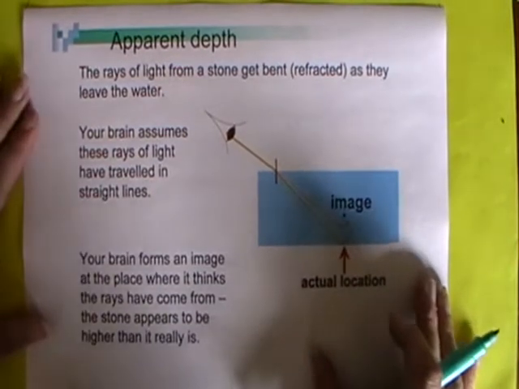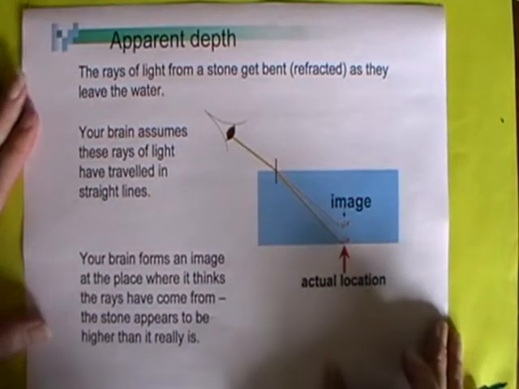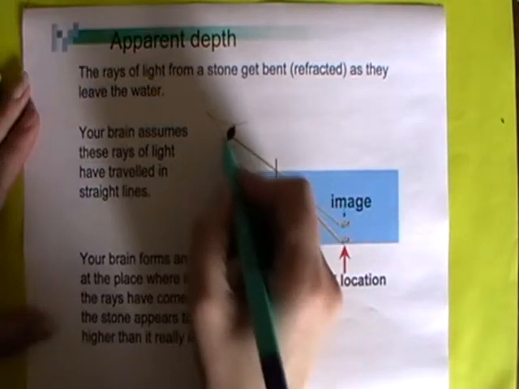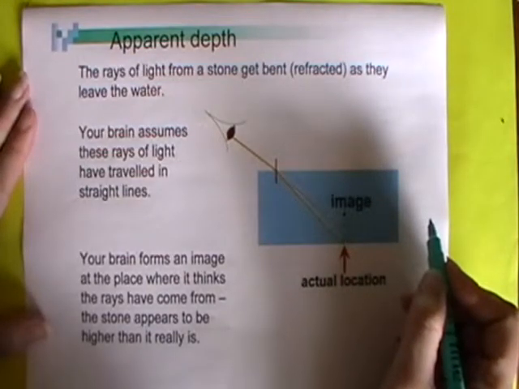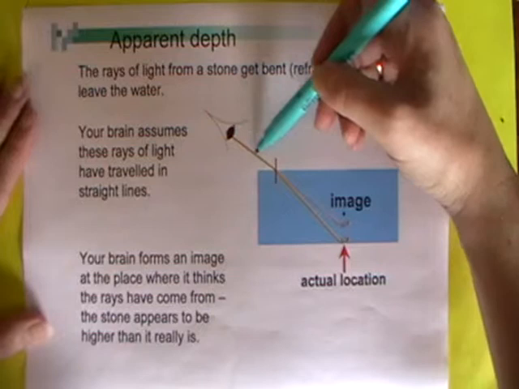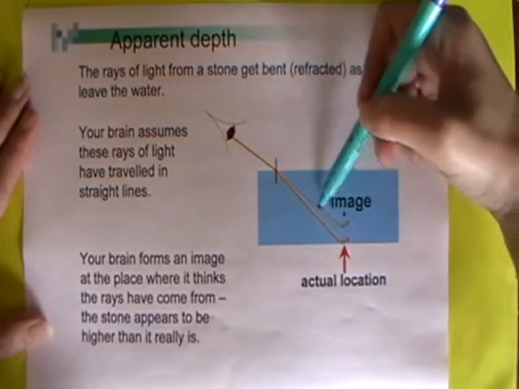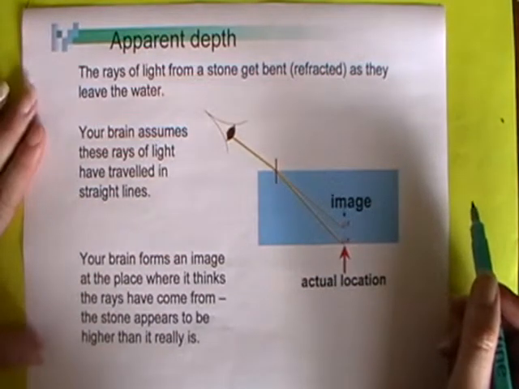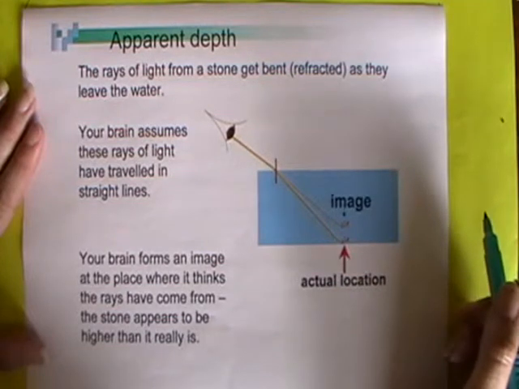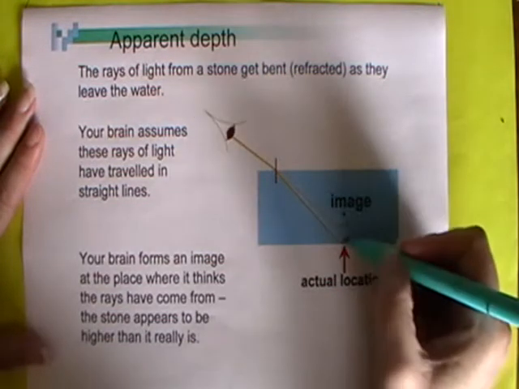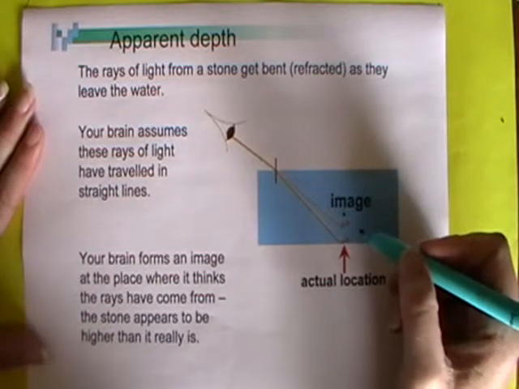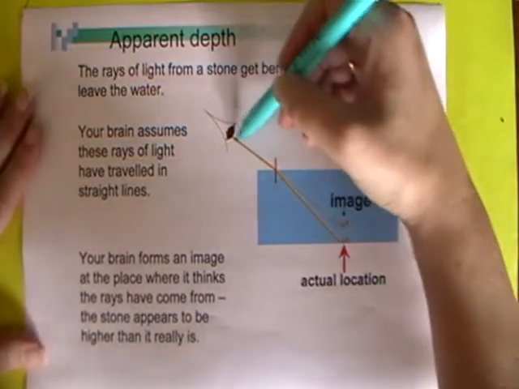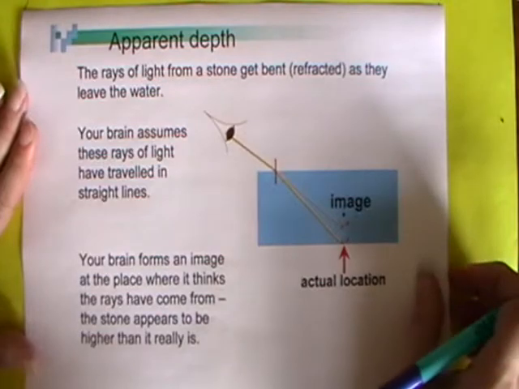Another effect of refraction is that of apparent depth. Rays of light from a stone underwater get refracted as they leave the water. Your brain assumes these rays of light have travelled in straight lines. So your brain assumes the ray of light has come along from a dotted line, as shown here, and straight to our eyes. Therefore, your brain then forms an image at the place where it thinks the rays have come from. The stone appears to be actually higher than it really is. Your brain assumes that the light rays have come in a straight line and does not take account of the fact of refraction at the surface of the water.